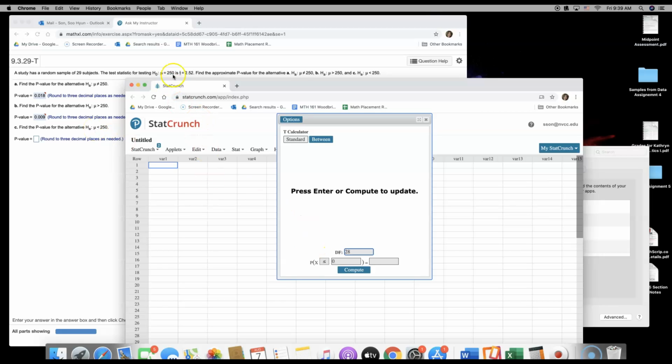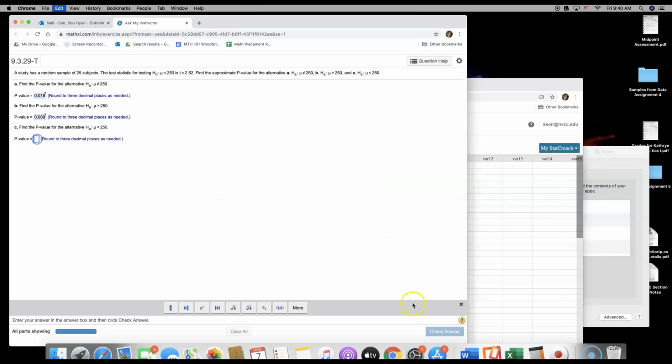Remember the test statistic they gave you is 2.52. So just type in 2.52 over here and keep the symbol as less than or equal to for the alternative that is stating that it is less than 250. So the left tail probability, if I click on compute, here it is, 0.991 is going to be the answer.